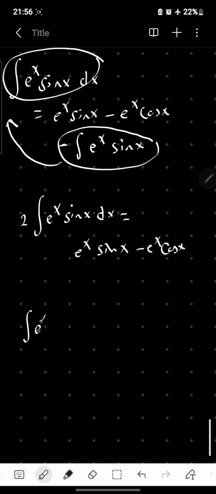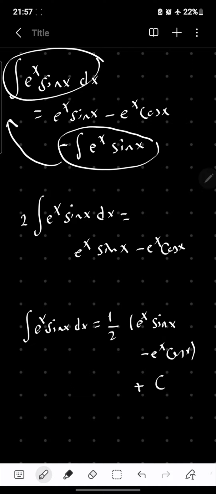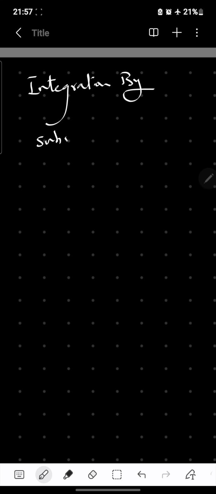So we have the integral of e^x sin x dx equal half, we divided by 2, e^x sin x minus e^x cos x. Don't forget the c. Okay, you can repeat the example many times to understand it very well. Let's go through another technique of integration, which is integration by substitution.